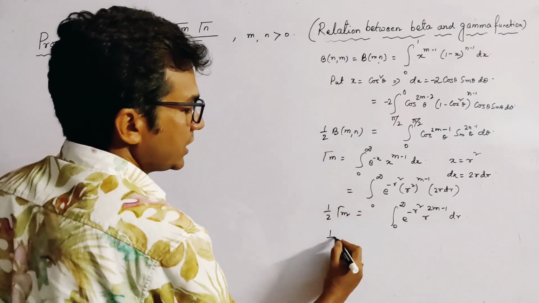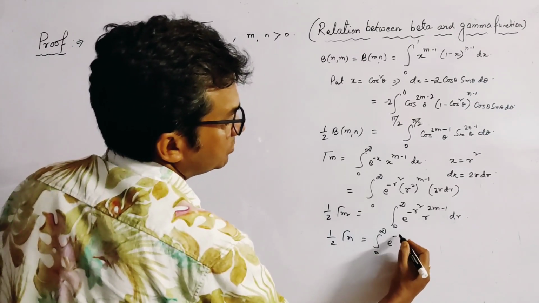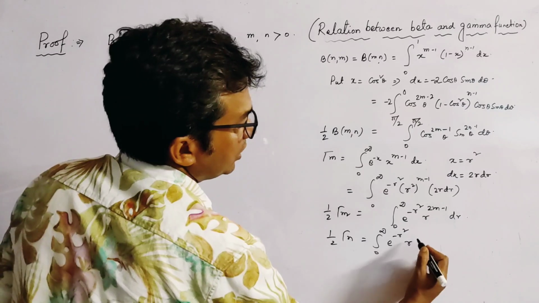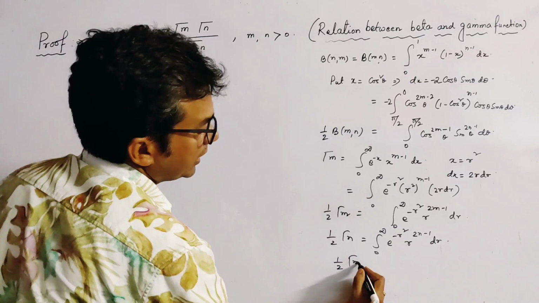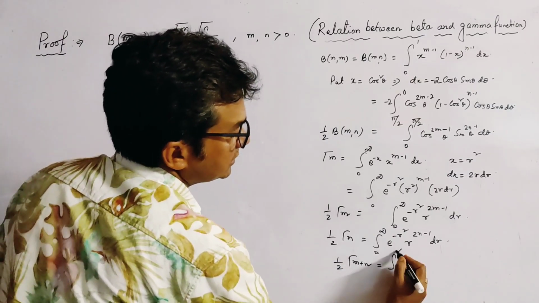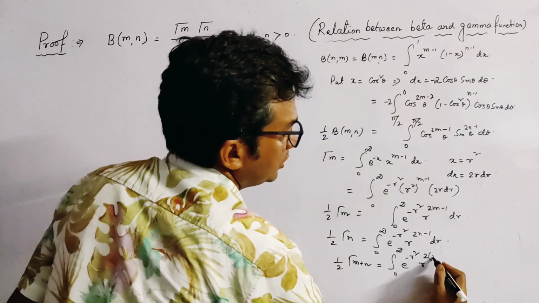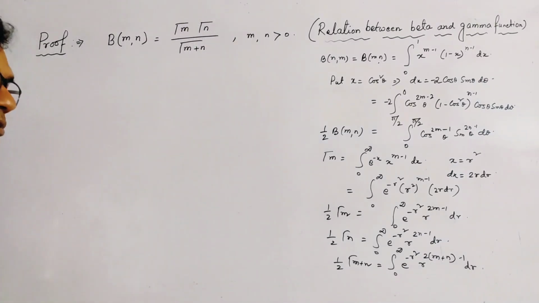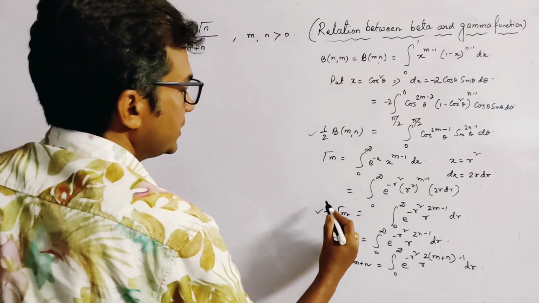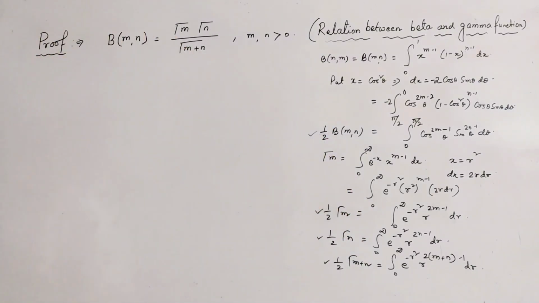Similarly, we can write half into gamma n equal to integration 0 to infinity e to the power minus r square into r to the power 2n minus 1 dr, and half into gamma(m plus n) equal to integration 0 to infinity e to the power minus r square into r to the power 2 into (m plus n) minus 1 dr. We write all these relations here. These relations are all used in this proof.